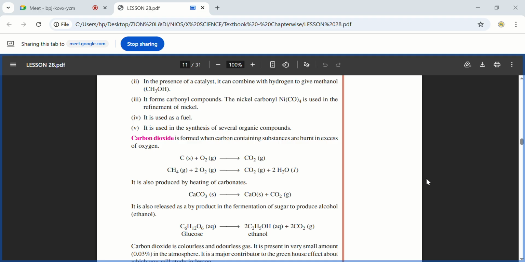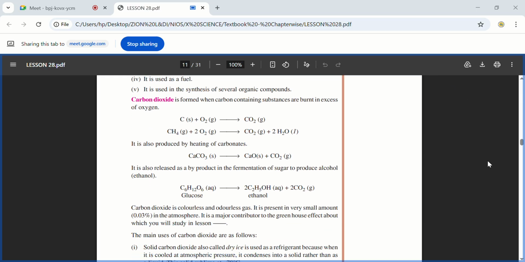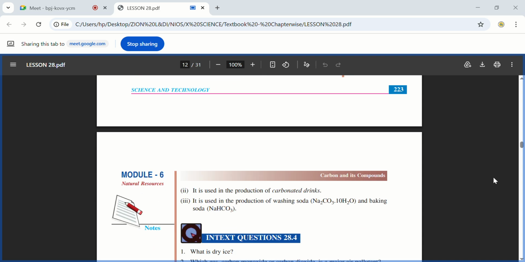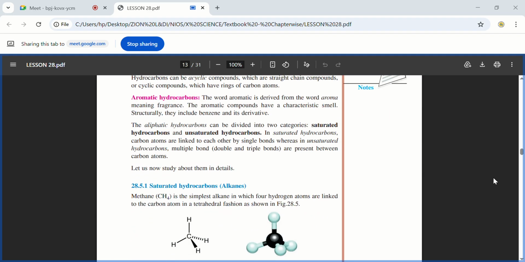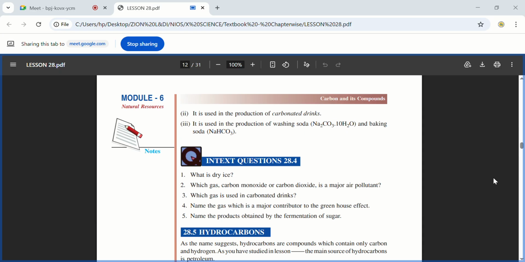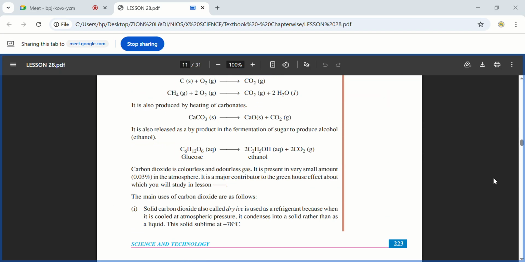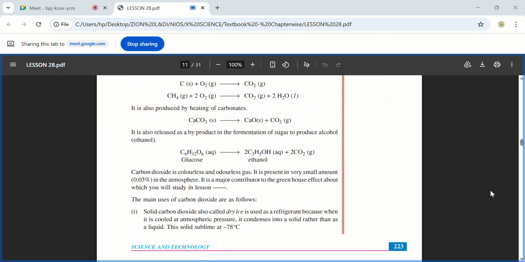We'll be looking at how they produce several organic compounds using carbon monoxide, in short. Now let's continue with carbon dioxide. Carbon dioxide is formed when carbon-containing substances are burnt in excess of oxygen. C solid plus O2 gas gives CO2 gas. CH4 gas plus 2O2 gas gives CO2 gas plus 2H2O liquid.